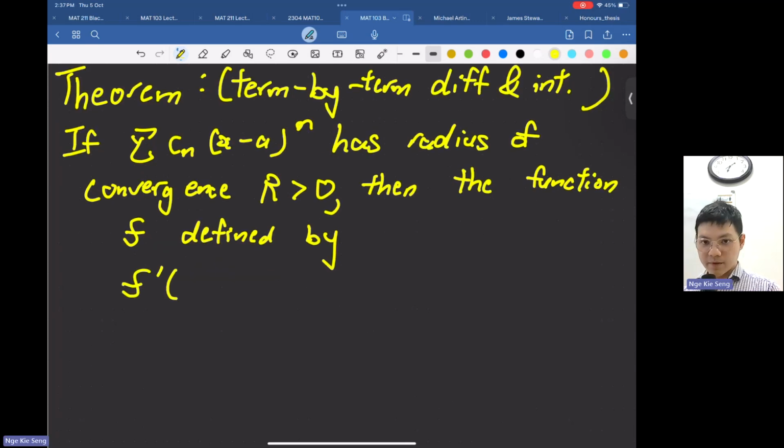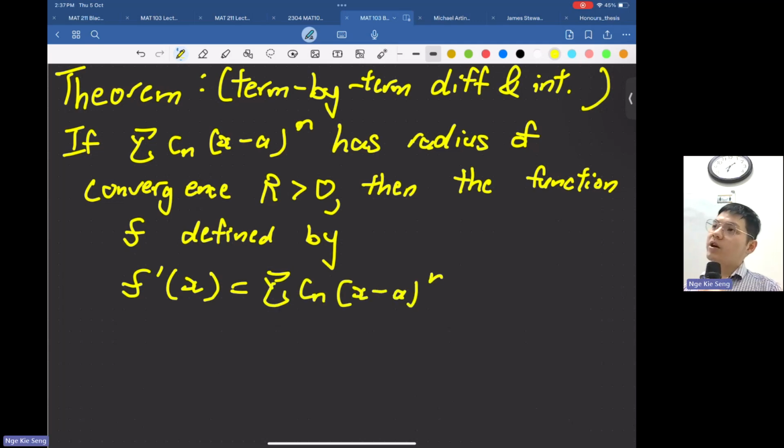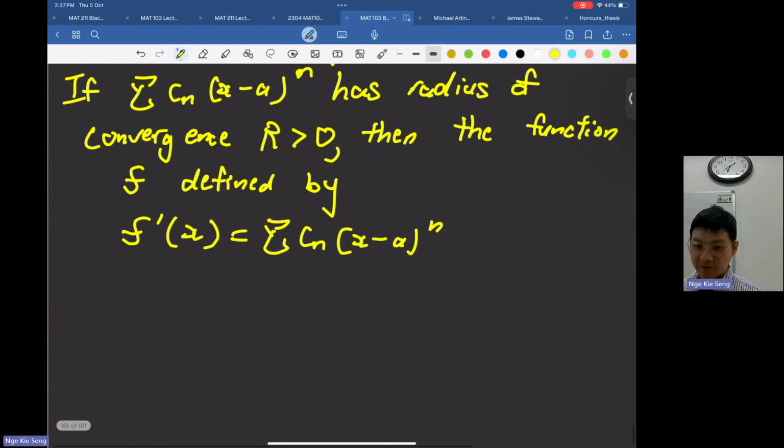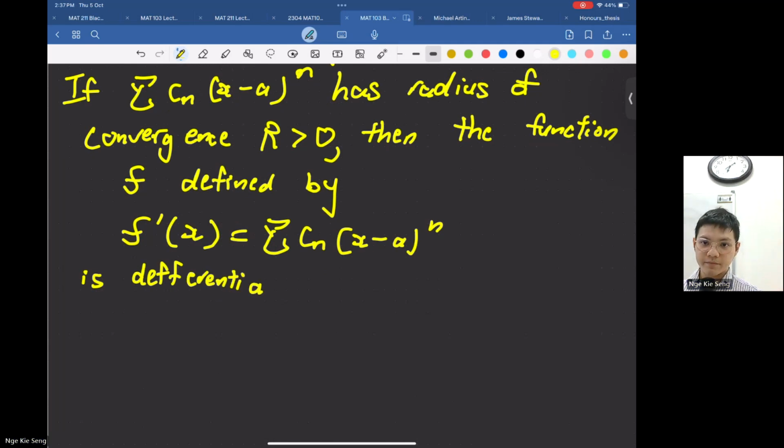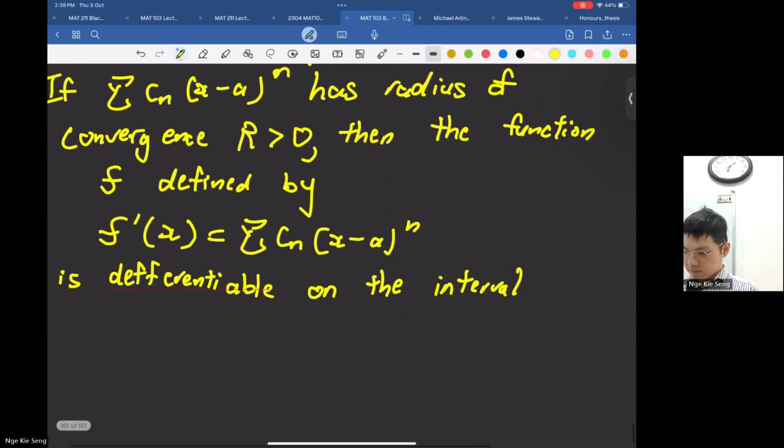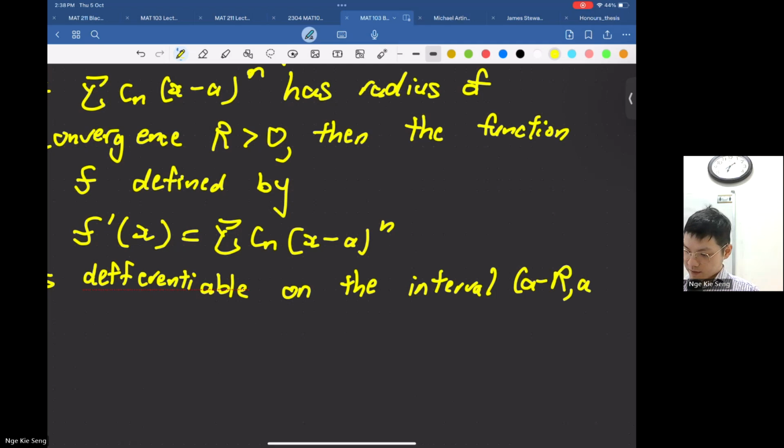It is defined by f prime equals the differentiated power series. You need to be aware here: you have infinitely many terms, so how do you do differentiation? Somehow you need to control the infinite terms. You need to have a formula for it. So it's differentiable. Differentiable where? On the interval (a minus r, a plus r).